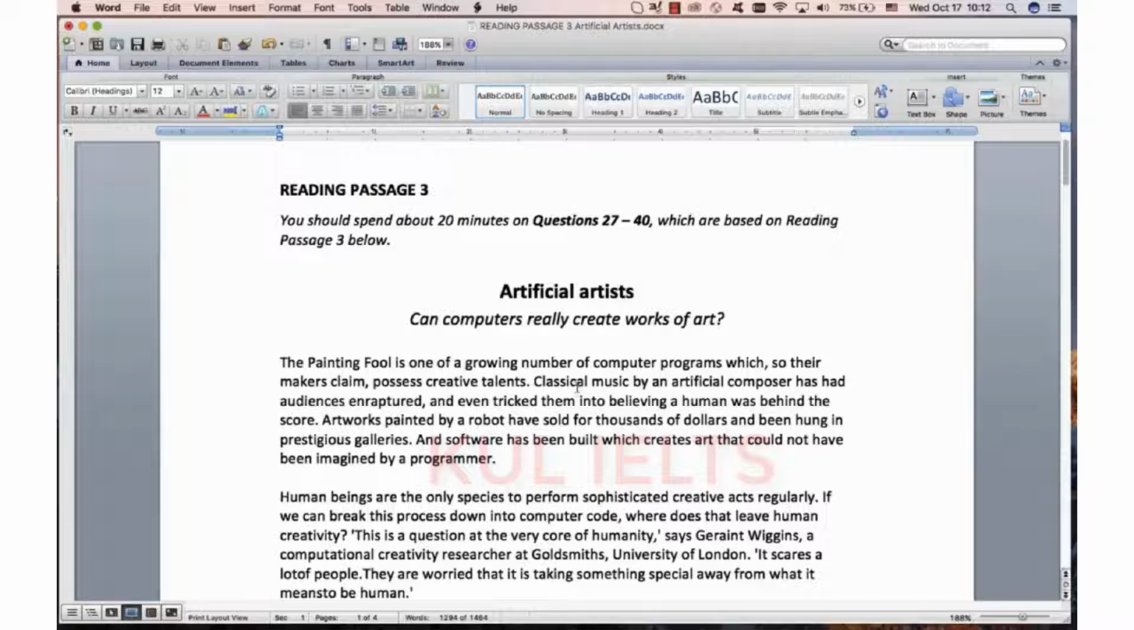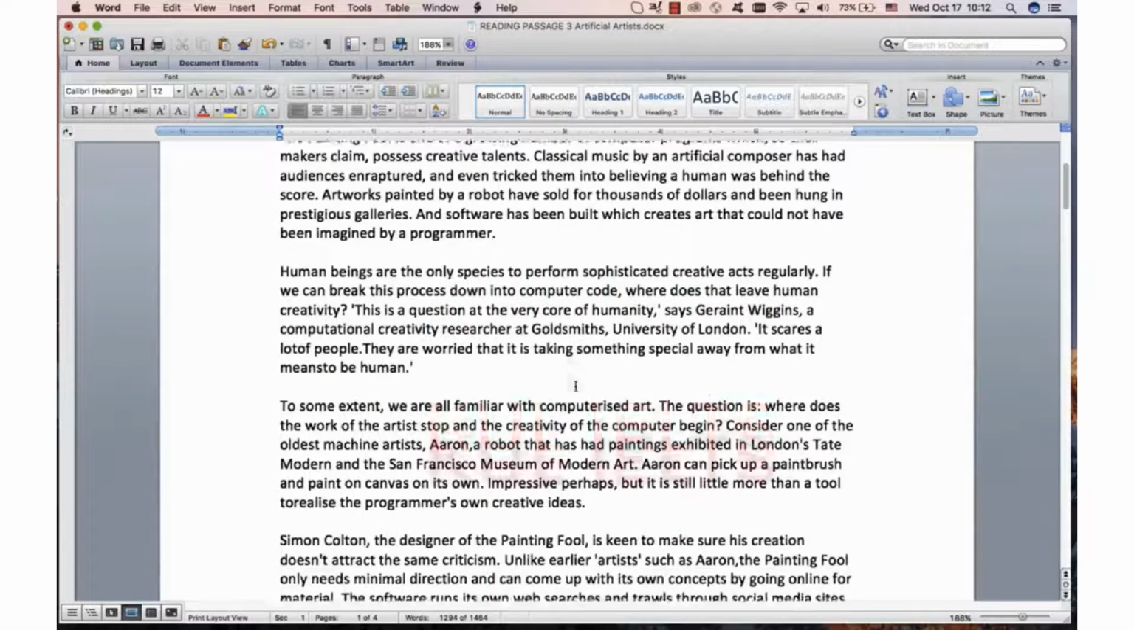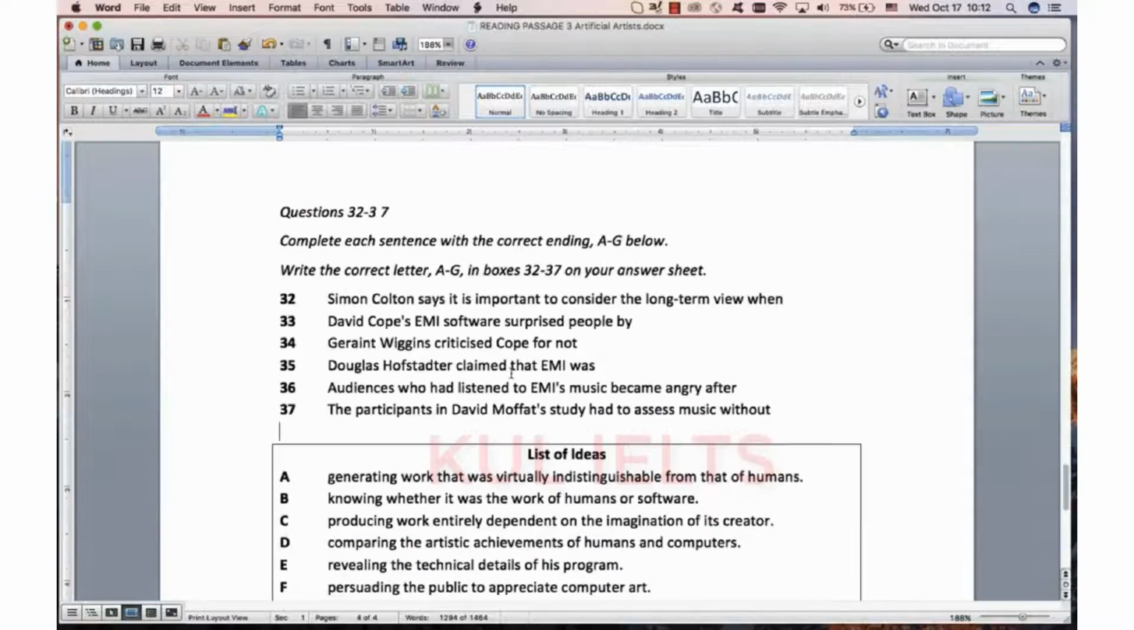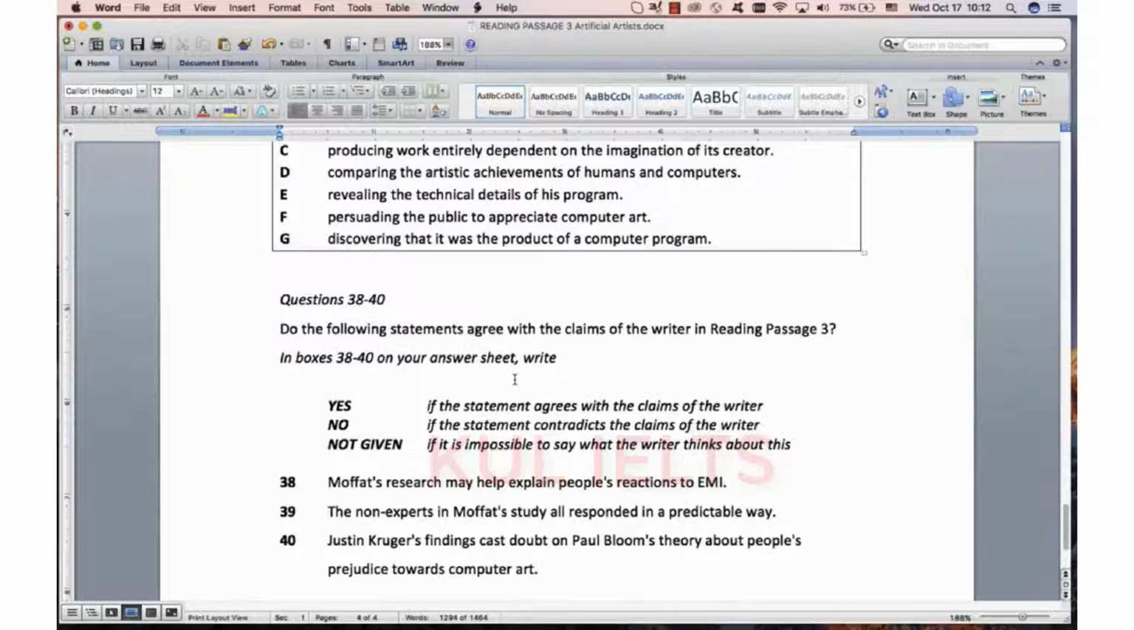Okay, let's start passage 3. It's going to be difficult. First of all, we see that there are some multiple choice, complete the sentences, and then 3 yes, no, not givens.